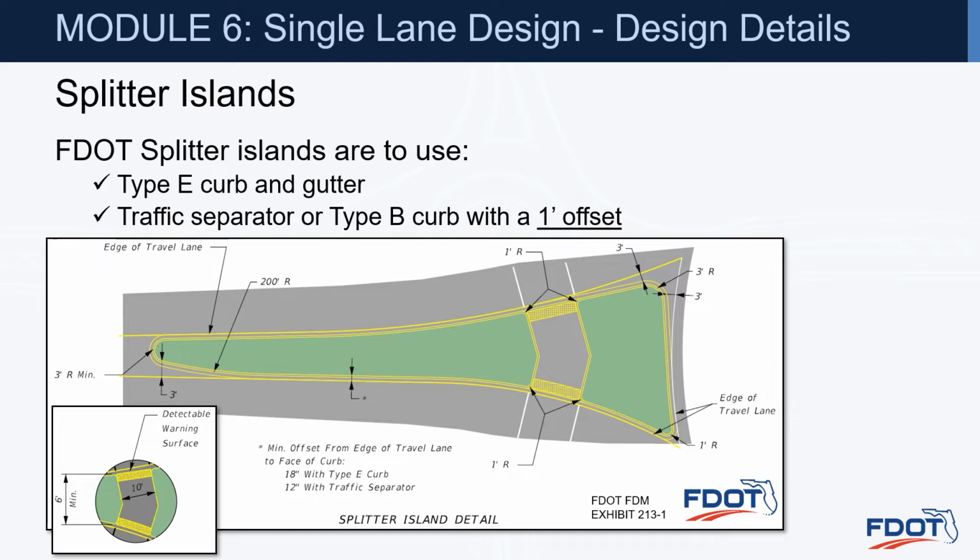The FDOT splitter islands are to use either a type E curb and gutter, which will have that 1.5 foot gutter, or a traffic separator or type B curb with a 1 foot offset. And the exhibit shown below is from the FDM and calls out all the different dimensionings that you should be following.